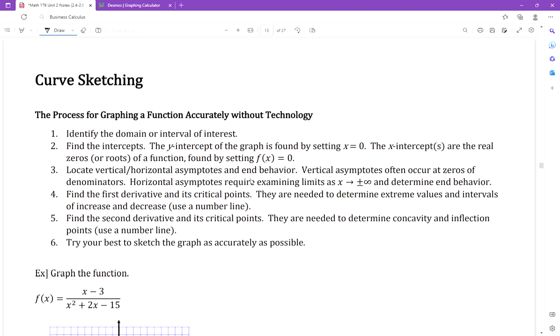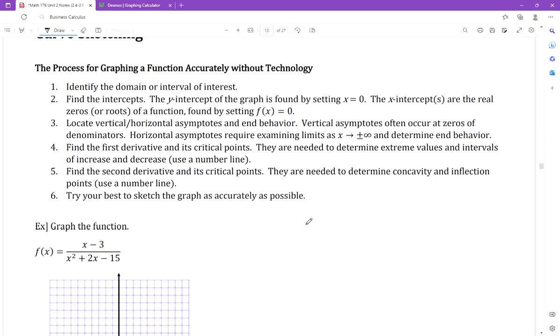Hi everyone, and welcome to our video where we will be sketching a rational function. Now, we're in a calculus class, so we'll be doing derivatives and second derivatives to make this graph as accurate as possible. We can use technology though, because usually we can. Now, if we cannot use technology, then all these steps would make it to where we can get it as accurate as possible.